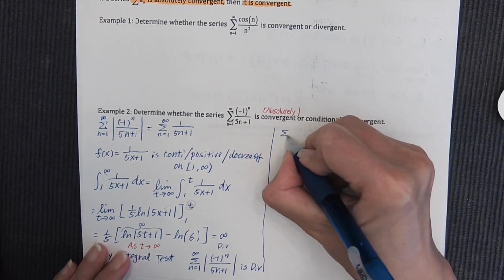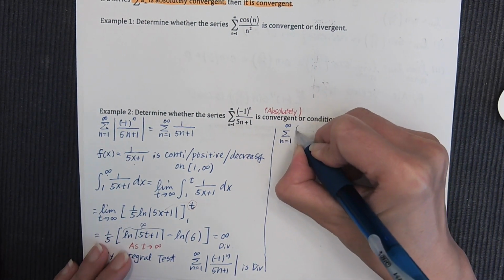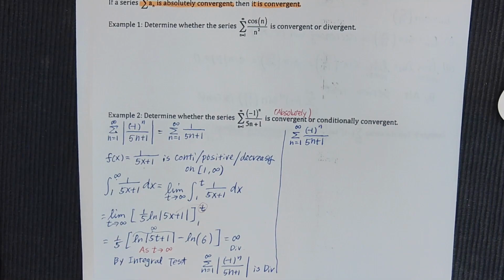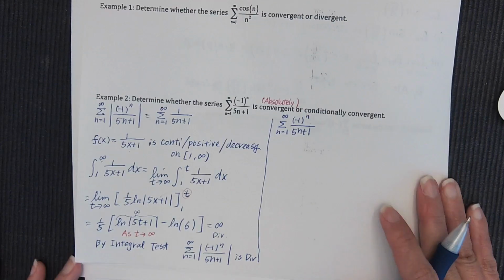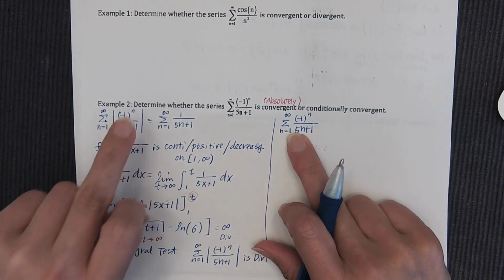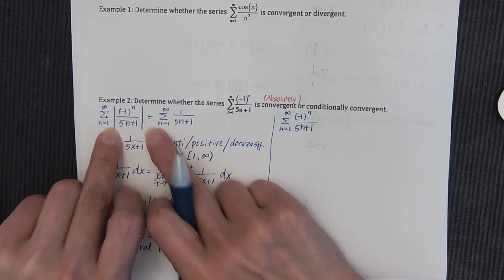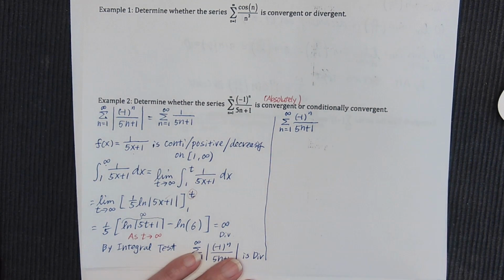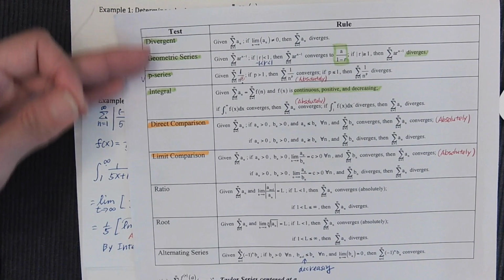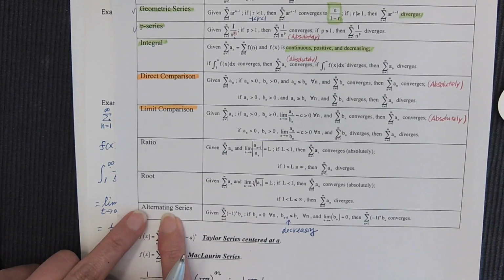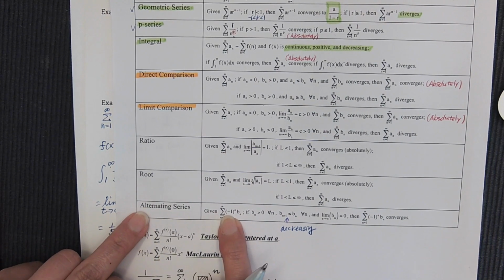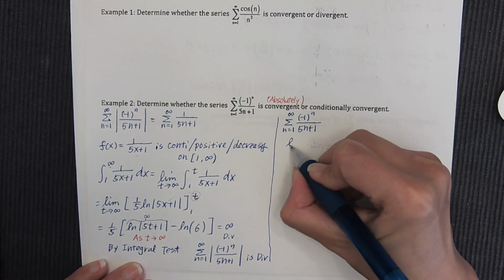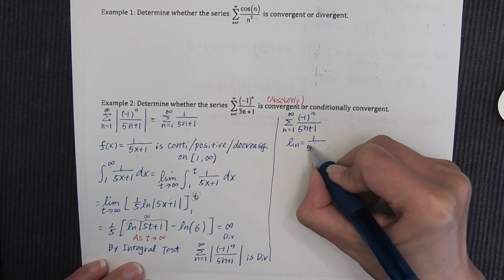The summation from n equals 1 to infinity of negative 1 to the power n over 5n plus 1. Which test should I use? I'm not going to take the absolute value, so we go back to the original series. Based on that list, alternating. That's right. We don't have a choice because of the negative one. So what's the b sub n in this case? 1 over 5n plus 1.